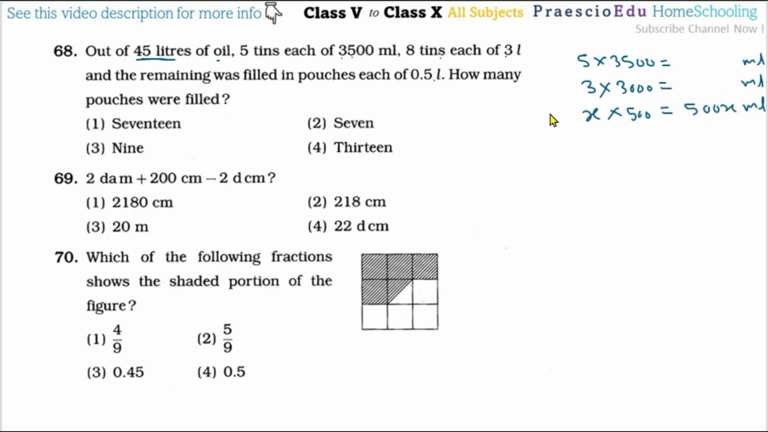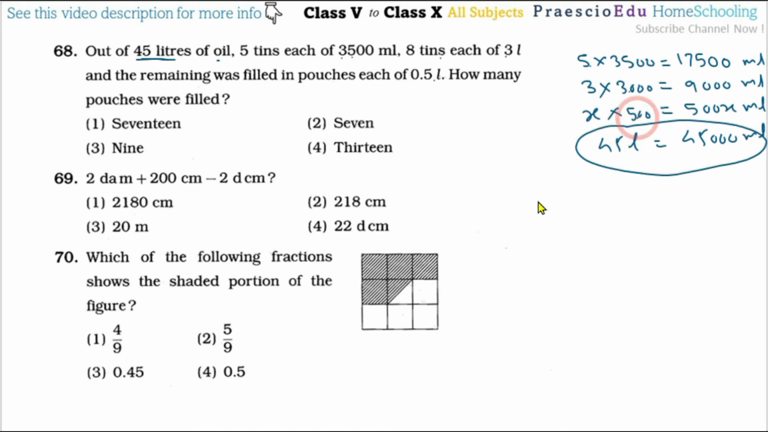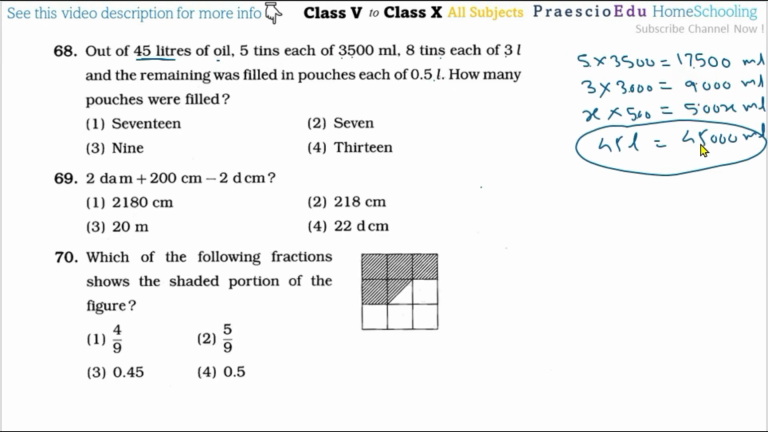Now the total here is 45 liters, which means 45,000 ml. After this calculation, we get 17,500 and 9,000 ml. As per this, the total is the addition of all of these. So 45,000 equals 500x plus 17,500 plus 9,000, meaning the addition of all these is equal to 45,000.